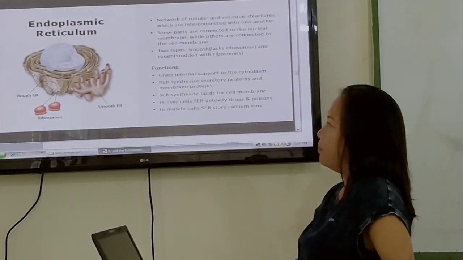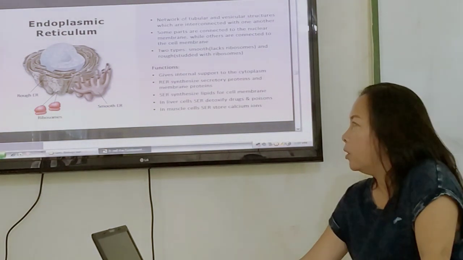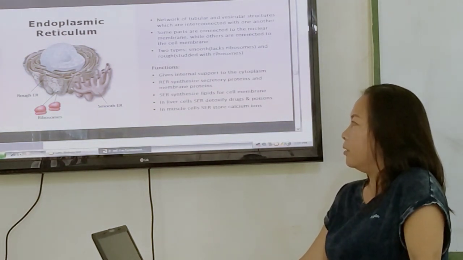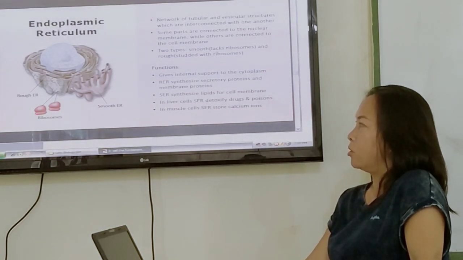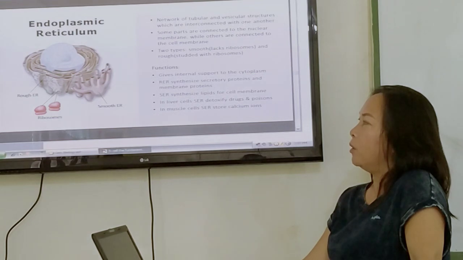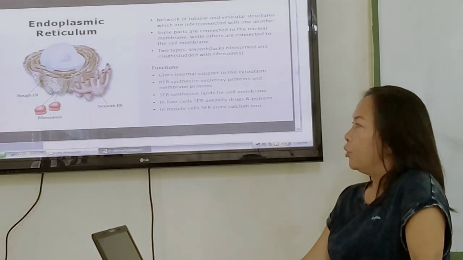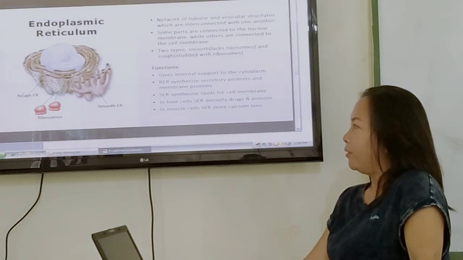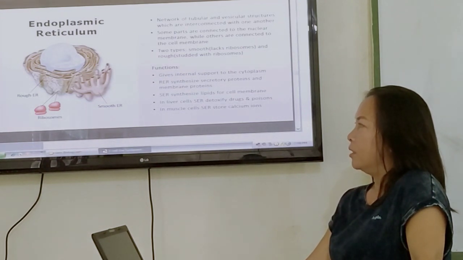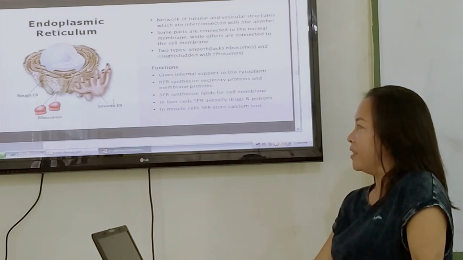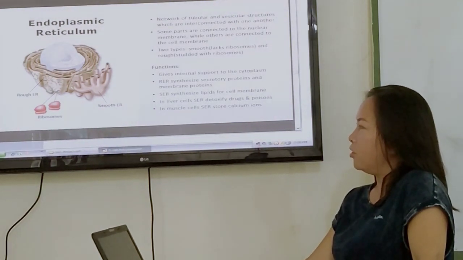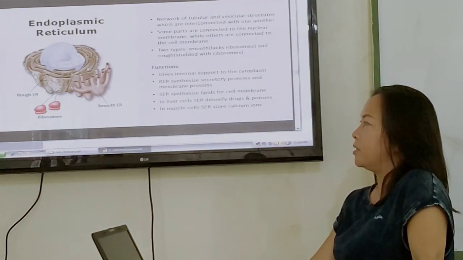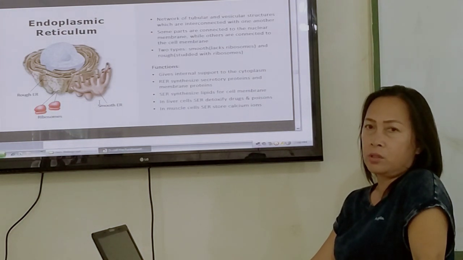Okay, now let's talk about endoplasmic reticulum. Endoplasmic reticulum is found in very near proximity to the nucleus. Endoplasmic reticulum, or we call it ER, can be of two types. You have the rough. What makes this rough is these ribosomes, which are attached. And we also have the smooth endoplasmic reticulum. The smooth ER does not contain attached ribosomes.